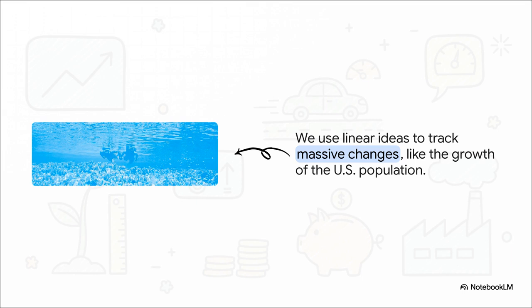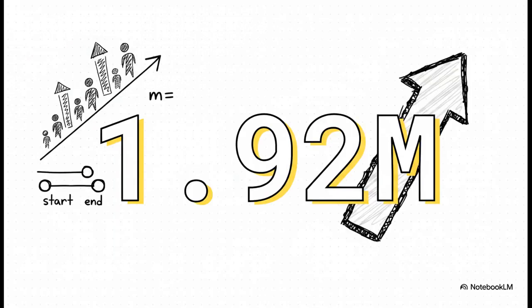Analysts can zoom in on smaller sections of that curve to figure out the rate of growth during that specific time. They're basically just drawing a straight line between 2 points to get a really good estimate of how fast things were changing. For instance, between the years 1900 and 1990, the population of the United States grew at an average rate of 1.92 million people every single year. That number, that is the slope of the line between those 2 points in time. It's the m in our equation.